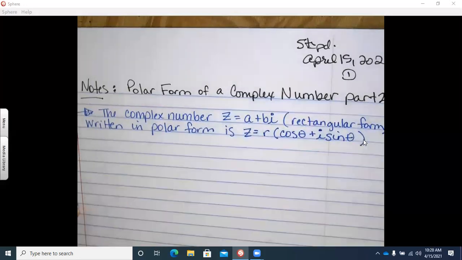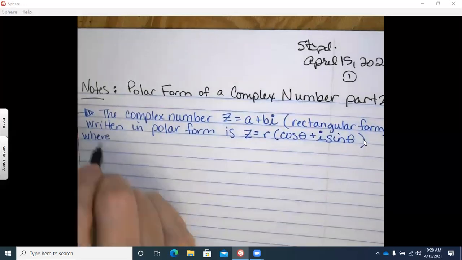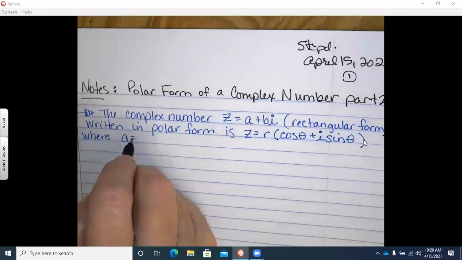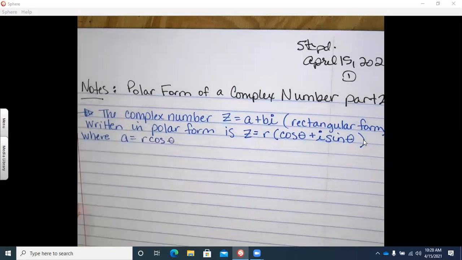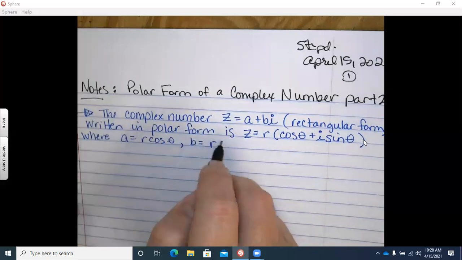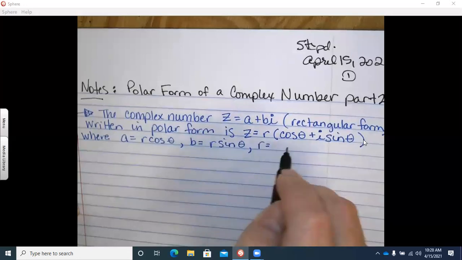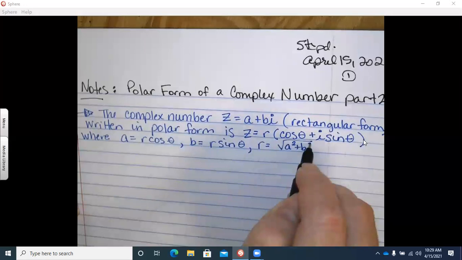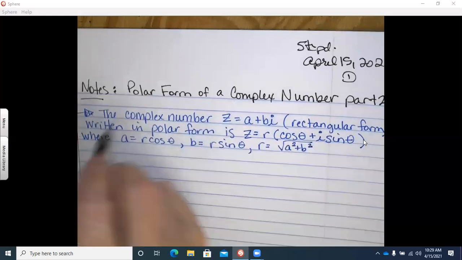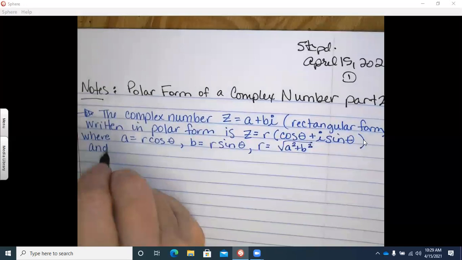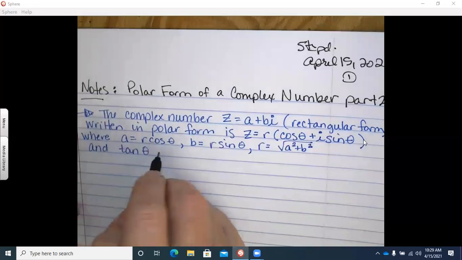where a equals r times the cosine of theta, b equals r times the sine of theta, comma, r equals the square root of a squared plus b squared, and tangent theta equals b divided by a.